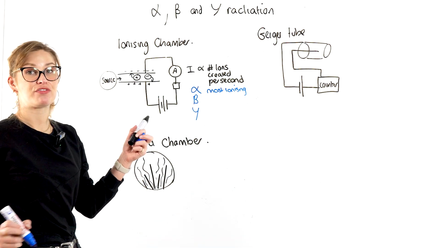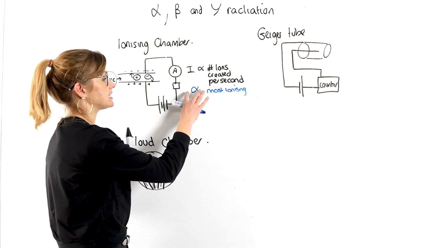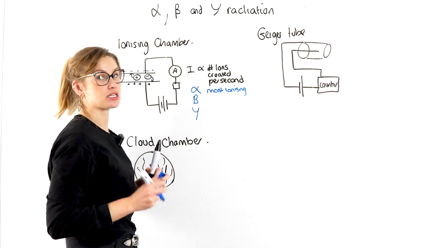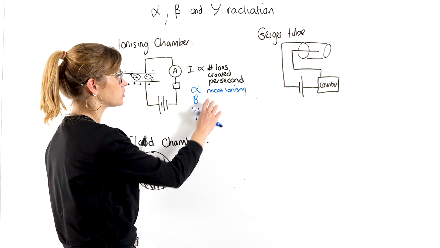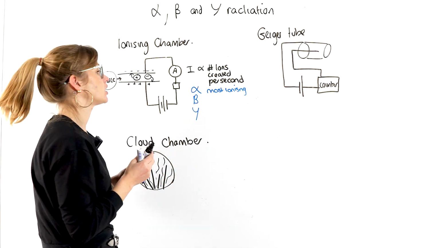And remember, the reason alpha is the most ionizing is because it's got the most charge, right? It's the largest particle, remember, because it's a helium nucleus. So it's the most ionizing. It creates the most number of ions per millimeter.